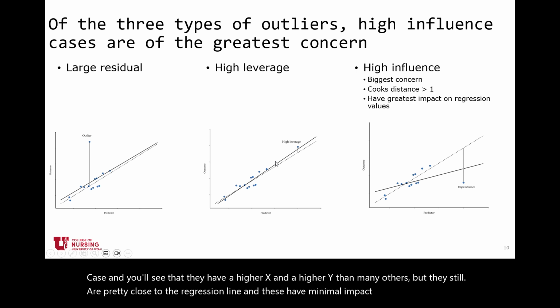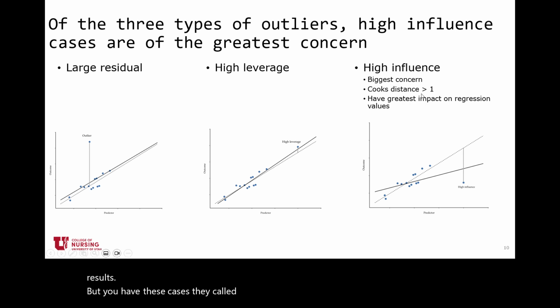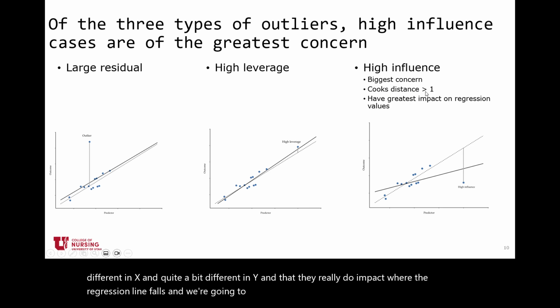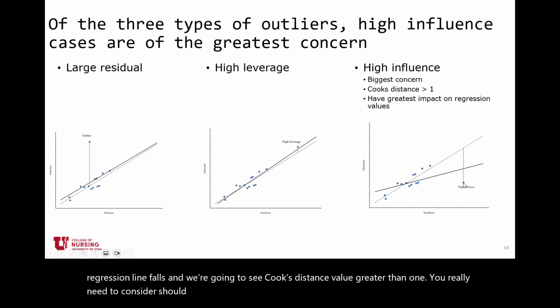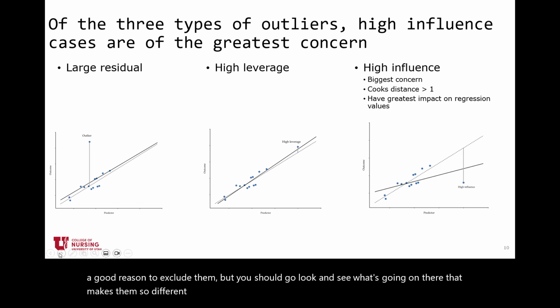But you have these cases they called high influence cases, and that's where they're quite a bit different in x and quite a bit different in y, and that they really do impact where the regression line falls. And we're going to see Cook's distance, a value greater than 1. You really need to consider, should that individual be in the analysis or not, and you need to have a good reason to exclude them, but you should go look and see what's going on there that makes them so different from so many of the others.